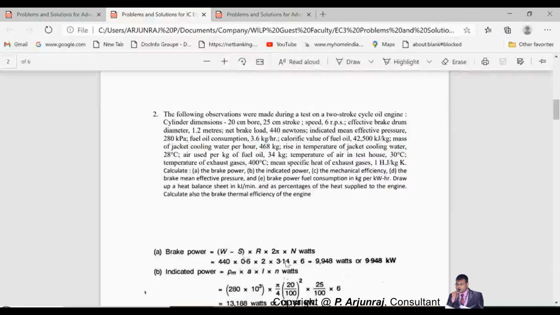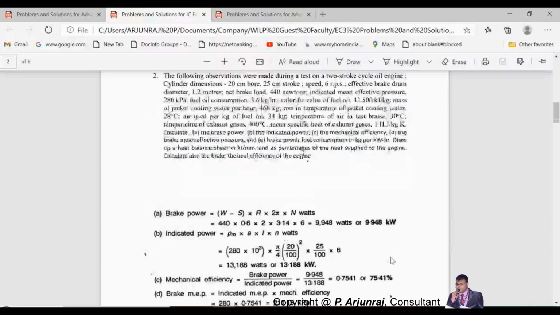So when you multiply all these things, ensure that you are not going to divide by 60 because you have the speed in revolution per second. So you're going to get 9948 watts, and you can also convert that to kilowatt. You can also check it once again on the calculator. Any issue you get, please let me know.